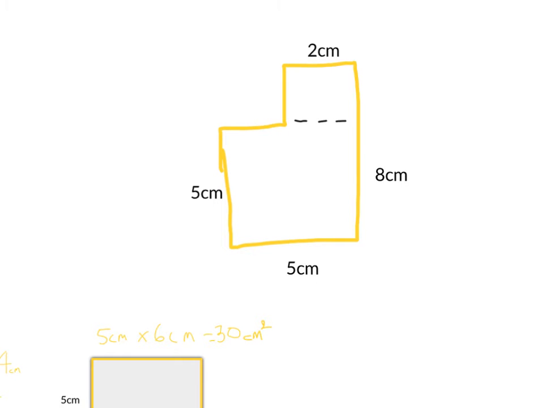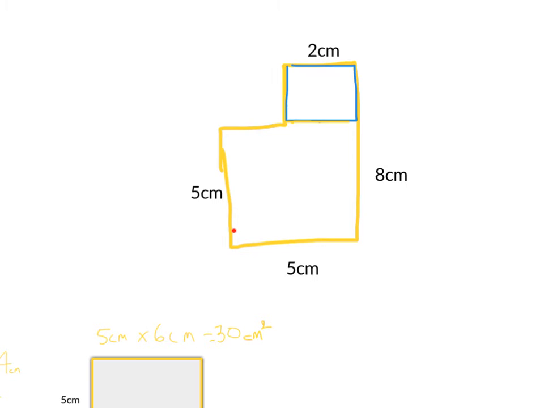Okay, so now we're actually working with 2 different rectangles, but when we add those 2 together, we get the total area of this shape. I've colored them in so you can actually have a look at the 2 different areas and the 2 different colored rectangles.